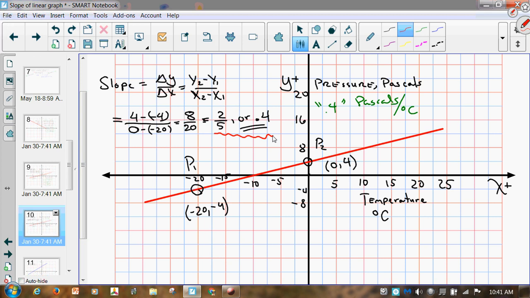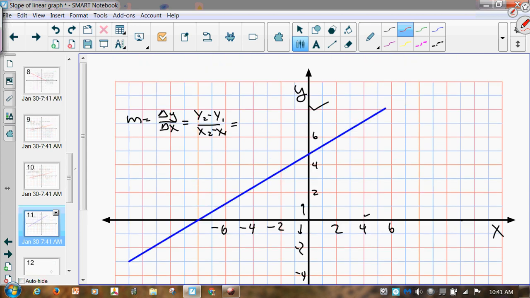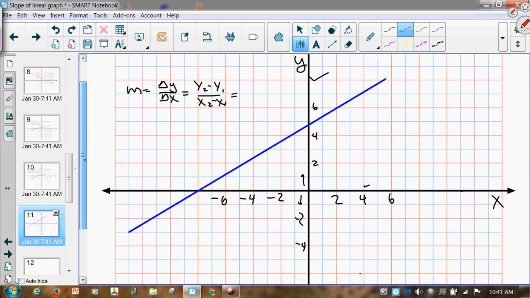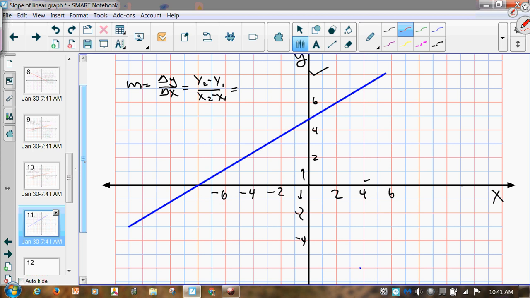Now let's look at a line that we haven't calculated a slope on and also an equation. And let's just take a look at this line and see if we can pick out 2 points that we can use to calculate the slope and the equation.